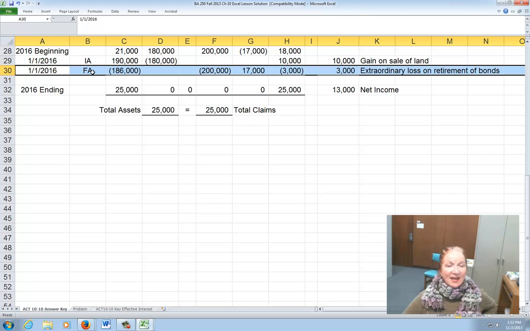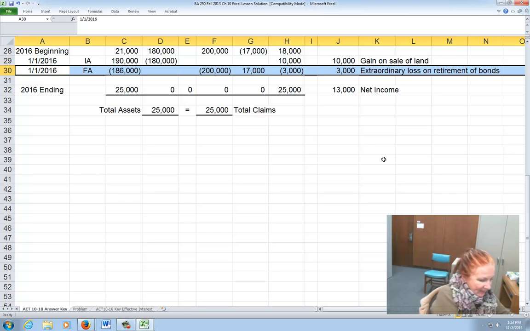So it's a financing activity because we decide to pay it off. It's extraordinary because we're retiring these bonds, we're redeeming them and retiring them, and so it's not a normal activity. And so we have a $3,000 loss. See, there was a $183,000 book value on these bonds, and we had to pay off $186,000, so we had to absorb that other $3,000 ourselves to get the total for the $186,000 that we had to pay off to these folks.